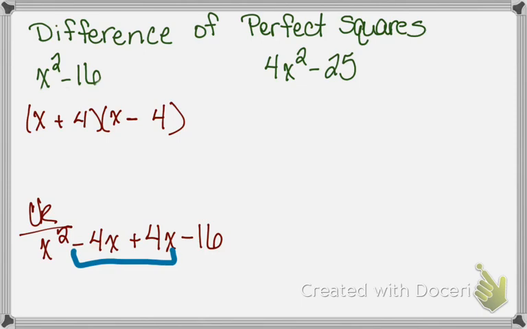Okay, now, here I've got a coefficient in front of my x squared. So what is the square root of 4x squared? So I've got 2 and then what? Then 2 and x. So I took the square root of 4, which is 2. Then I took the square root of x squared, which is x. Okay? What's the square root of 25? Good. So I'm going to have plus 5, and I'm going to have minus 5.